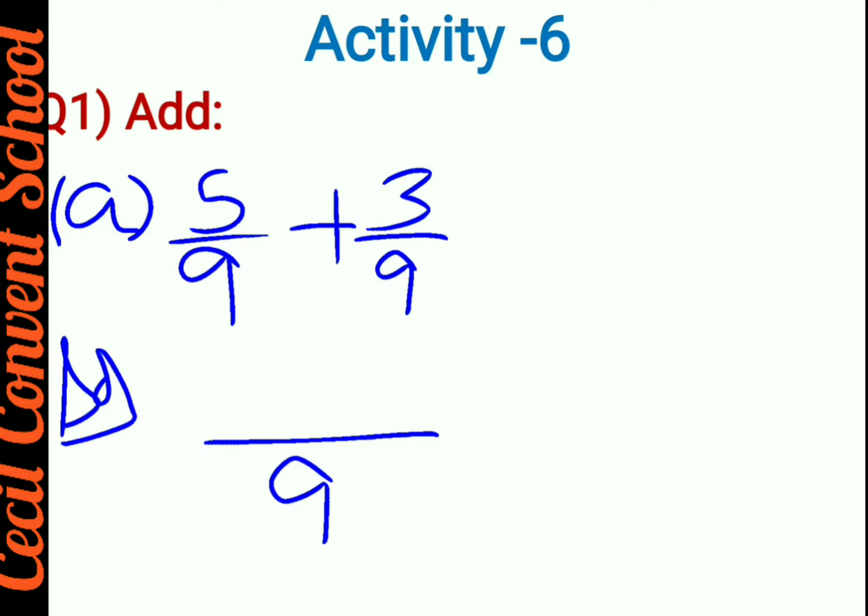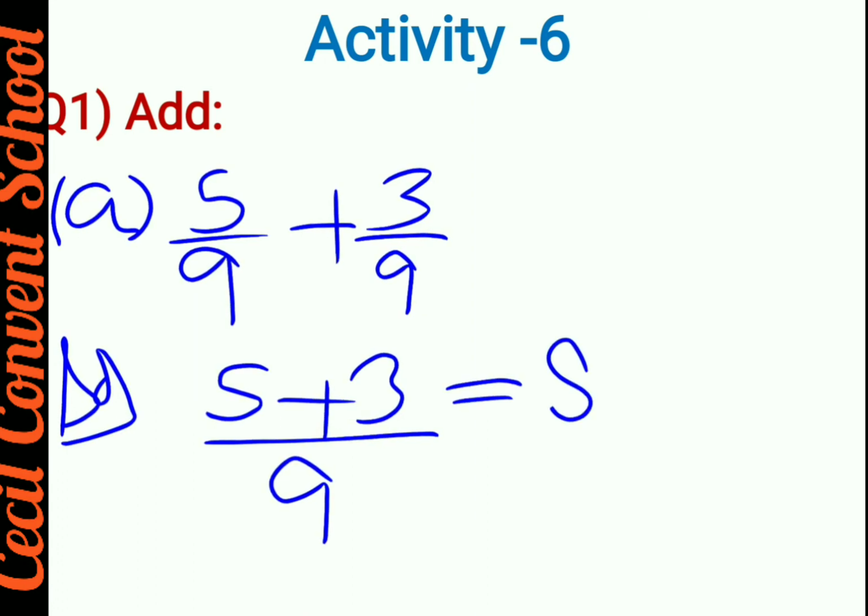Now the denominator: when two numbers are the same, we have to write the same number one time only. So I have written 9 down. So the numerator we will add. The numerator is given 5 plus 3. When you add 5 plus 3, it is 8. So the answer will come 8 by 9. Now 8 and 9 do not come in any table, so we can't cut it. So this is the final answer of A part.